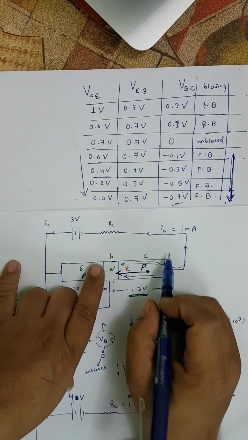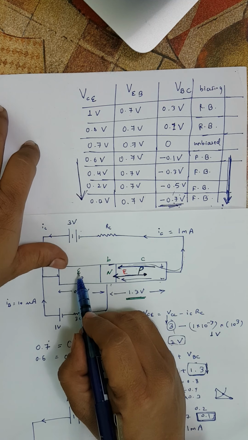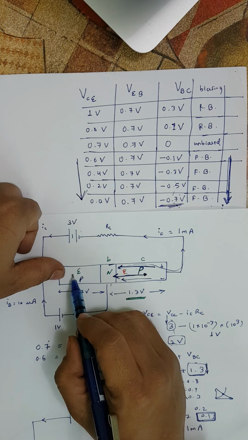Negative voltage here means forward bias, forward biasing. FB means forward biasing, RB means reverse biasing. As we keep decreasing this VCE, forward biasing keeps increasing, and as the forward biasing increases, it repels more and more the holes, because it is PNP, isn't it? It repels more and more the holes which are coming from the emitter, and so the collector current will drastically decrease.